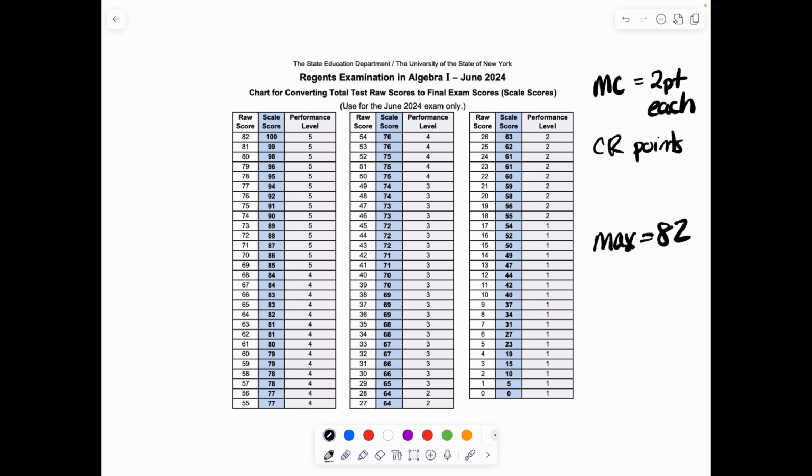In terms of scoring, the way they do it for pass or fail, it's anything that is a 3 or higher would be passing the Regents, so a 65 or higher. That's what they're looking for. I always try to say don't aim for the lowest bar. Really push yourself to get as many points as you can.